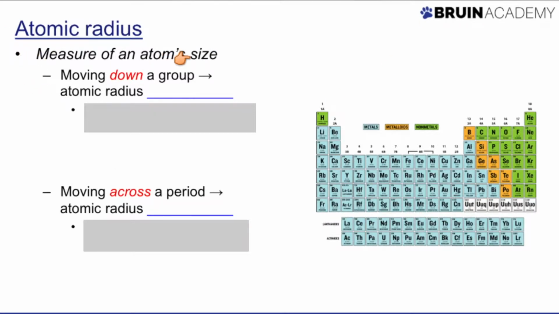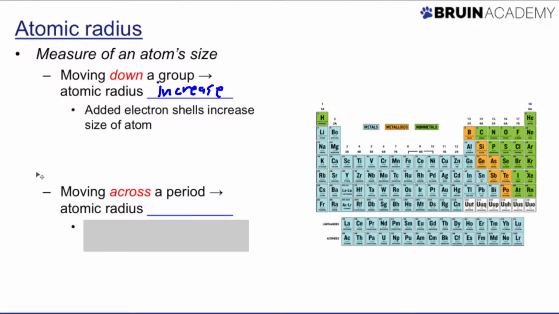So the first one, let's talk about atomic radius. This is a measure of an atom's size, so big atomic radius means large atom. And there's two things you need to know. So moving down a group from top to bottom, periodic table, atomic radius is going to increase. You're increasing the number of electron shells, and so atomic radius, the size of the atom, is going to increase.